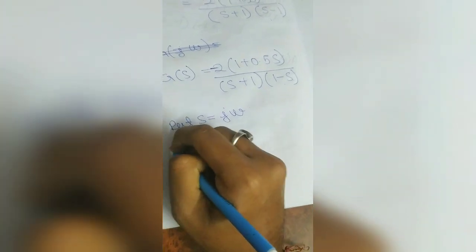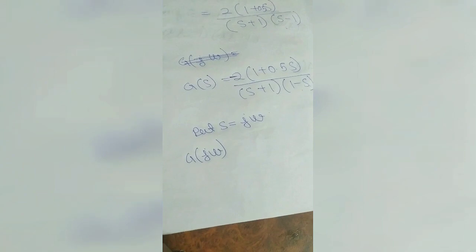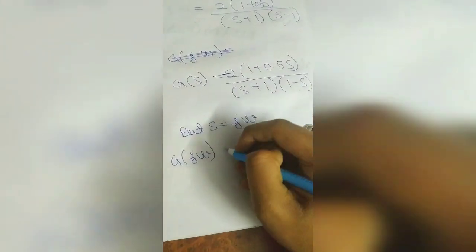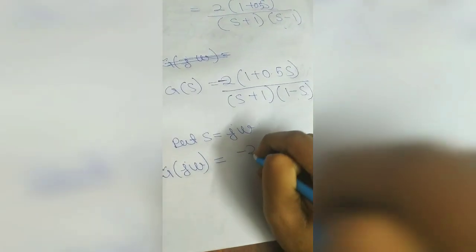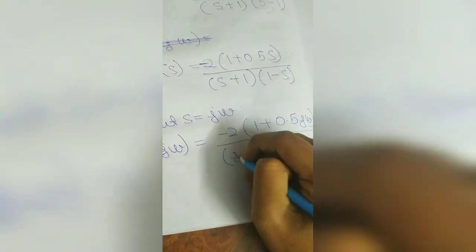Now put s equal to j omega. So G(j omega) is equal to minus 2(1 plus 0.5 j omega) by (j omega plus 1) into (1 minus j omega).